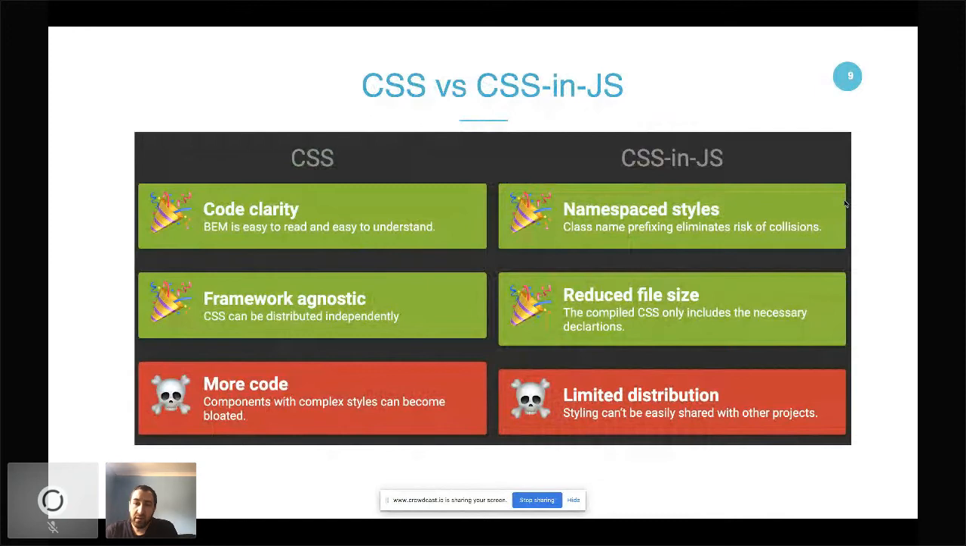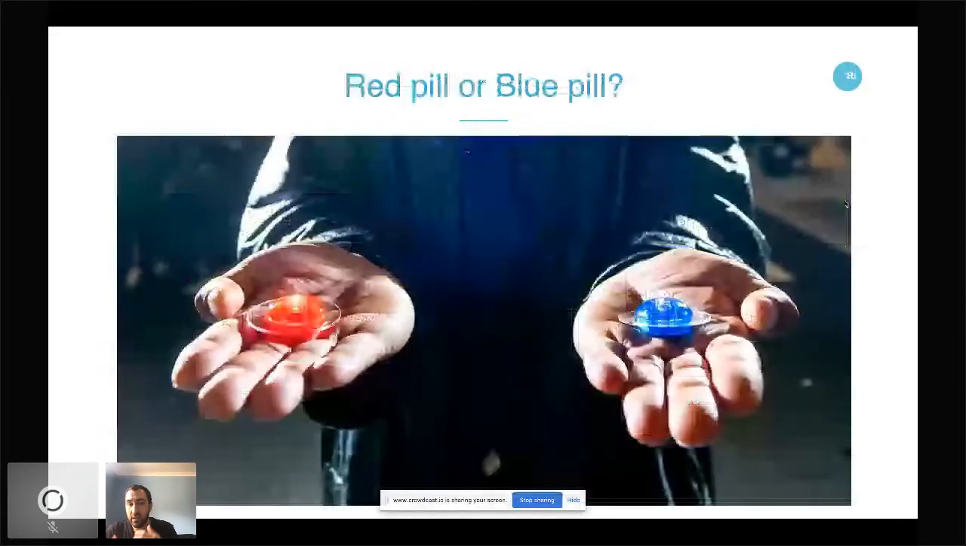And another reason is you can get a reduced file size of your library because only the CSS that is used goes forward to production. So you get some benefits, but it's up to your team to decide. And you have to make this choice depending on your circumstances.